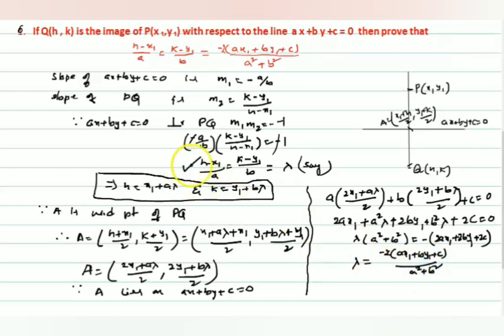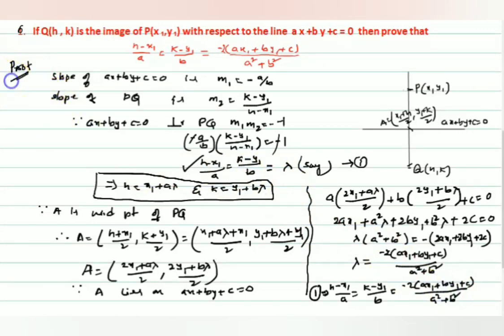Look here, h minus x1 by a is equal to k minus y1 by b is equal to lambda. That is equation 1. Therefore, when you substitute lambda, h minus x1 by a is equal to k minus y1 by b is equal to lambda, where the lambda value is minus 2 times ax1 plus by1 plus c by a square plus b square. The theorem is the same as that of the foot of the perpendicular. So learn the foot of the perpendicular first of all, and then learn the image. For the image, the only extra work we have to do is find the foot at the midpoint of PQ. In case h comma k lies on ax plus by plus c is equal to 0, as in the foot of the perpendicular, you are going to substitute the midpoint.